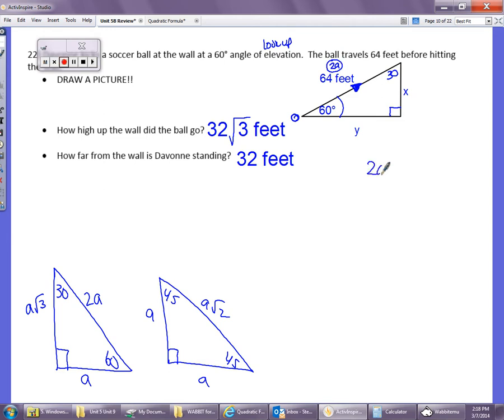So if 2a is equal to 64, then a is equal to 32. a represents my side across from 30. x is going to represent my side that's across from 60. That's a radical 3, which means that if a is 32, this side is 32 radical 3. So how high up? It was 32 radical 3 feet. How far from the wall? That's this horizontal length, that's 32 feet. Please don't use any decimals if you see 30, 60, 90.